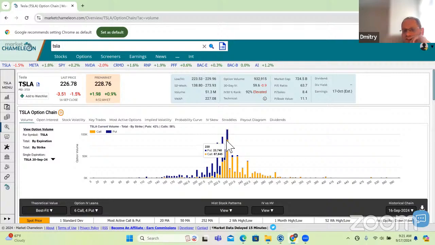So what it appears is that a lot of the volume, just looking at these bars alone, was concentrated between the 225 strike to the 230 strike. So these three strikes are close to where the spot price is. Okay, so if we took those three, we could see that a lot of the trading involved options that were close to the money.